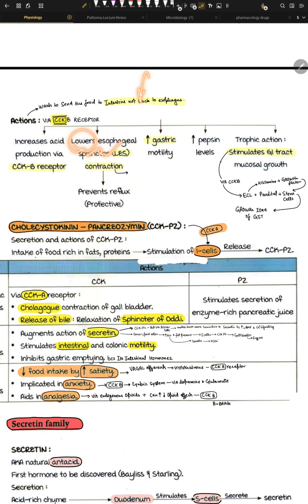Other thing is it helps in contraction of the lower esophageal sphincter. I told you that the hormones secreted in your stomach will always push the food into your duodenum, and the hormones produced in the duodenum or intestine want to stop the food. They are against the motility of the food coming from the stomach into the duodenum. So this is very important. It makes sure that the LES is really well contracted, and it prevents the reflux, and that is protective in nature.